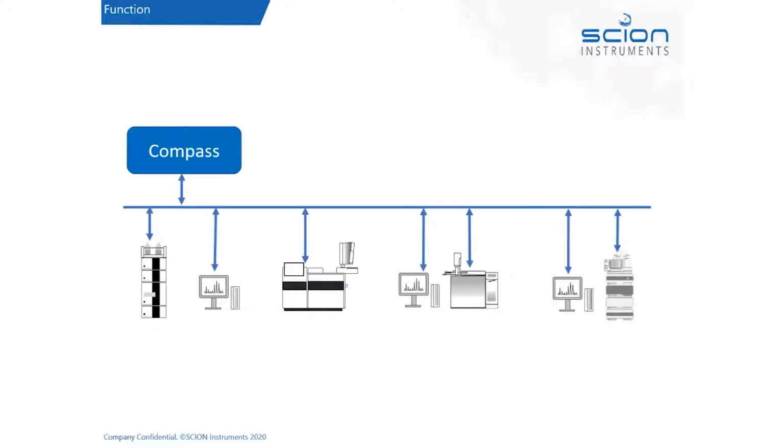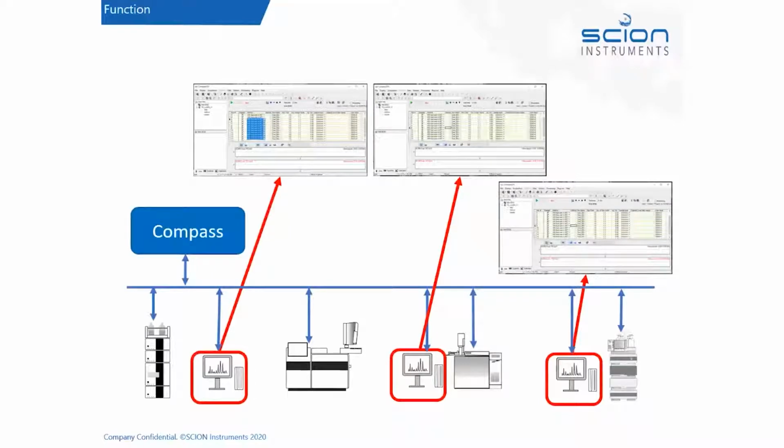So in the normal setup, Compass has various terminals associated. All of these are communicating with Compass, and you can see the status of each of the systems at any given time. So if you go to that particular terminal, you can see what's running on the instruments associated with that terminal. In this case, maybe the LC and the GC connected to one terminal. You can see everything that is running on different tabs for those systems.